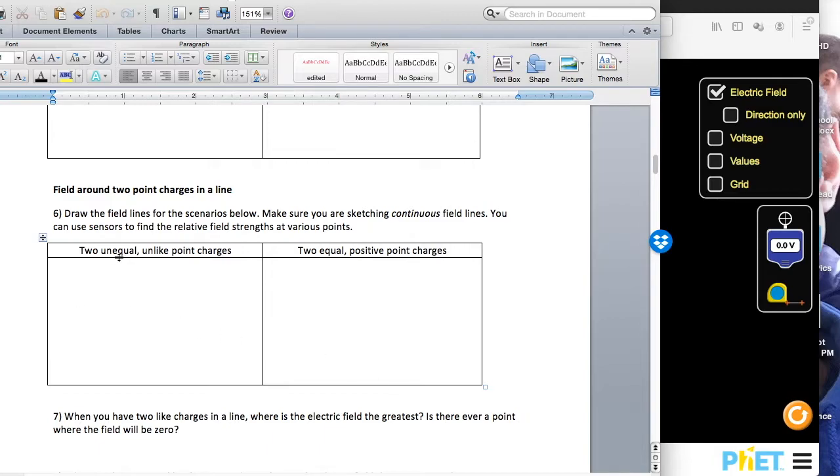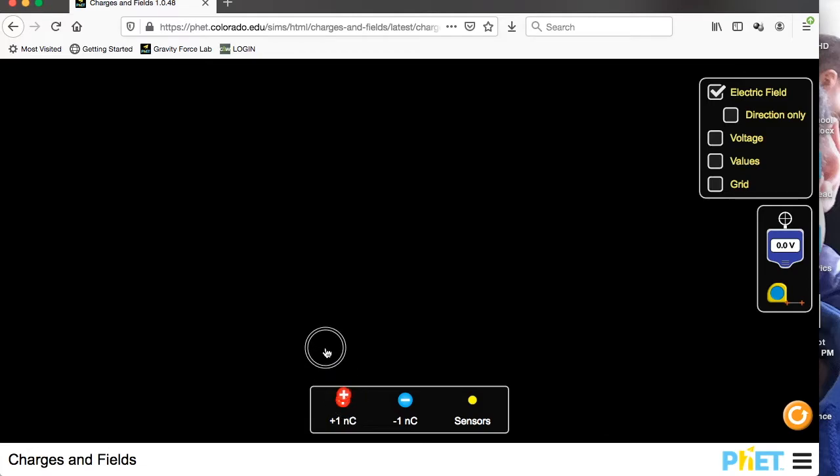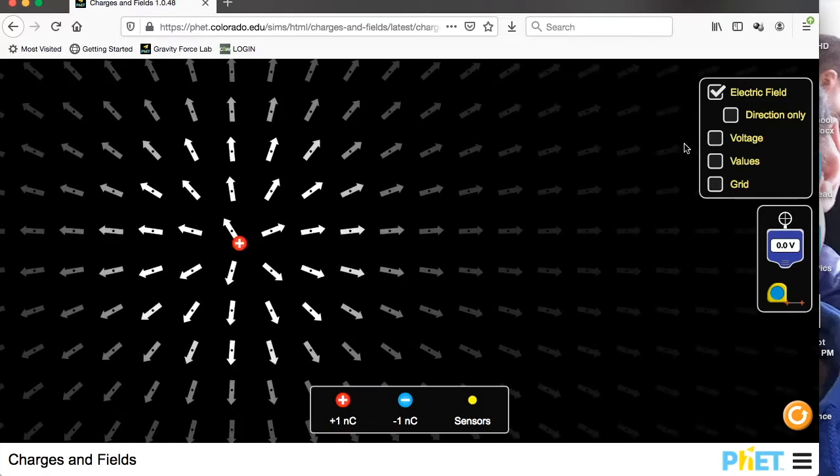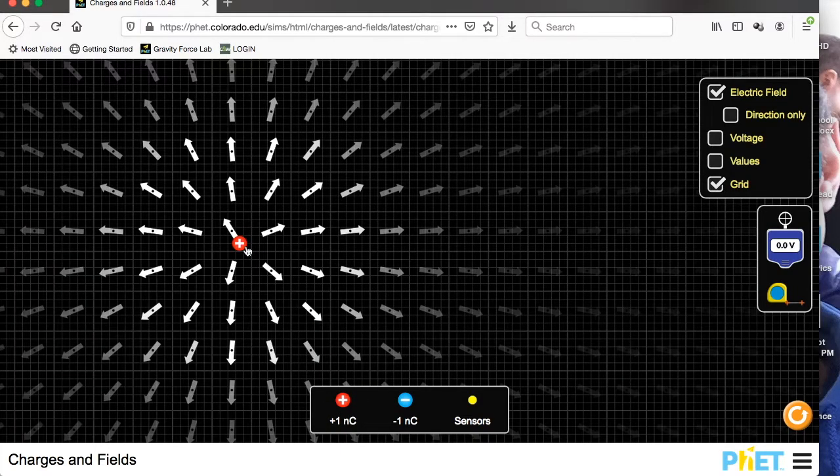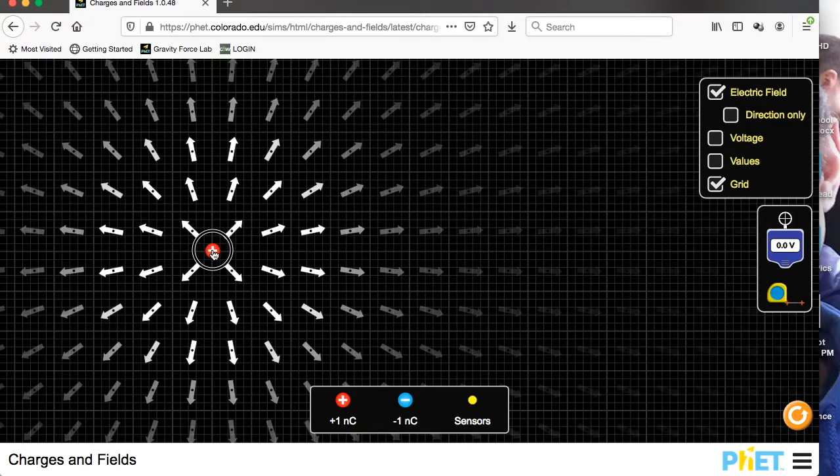Two unequal, unlike point charges. We're creating a dipole. We have two different poles. We'll have maybe one is here. Let's put them in line. So put them on the grid and make sure they're in line with each other. So we'll have one right there, and they're unequal, so we'll have another one over here that's maybe twice as big.